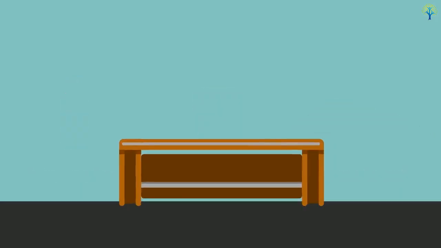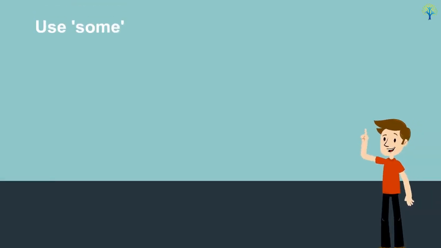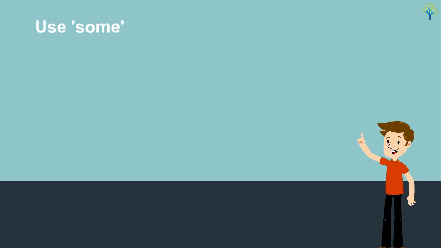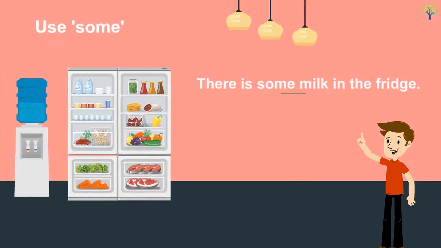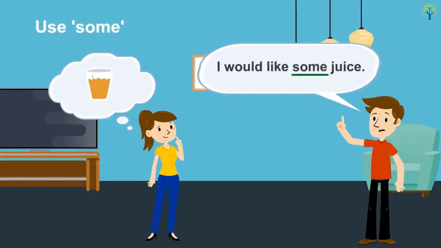Use some before an uncountable noun when you are not sure how much is there. For example, some milk or some juice. To form a positive sentence, use some before the uncountable noun. For example, there is some milk in the fridge. Or, I would like some juice.